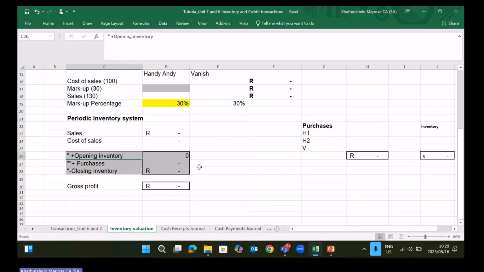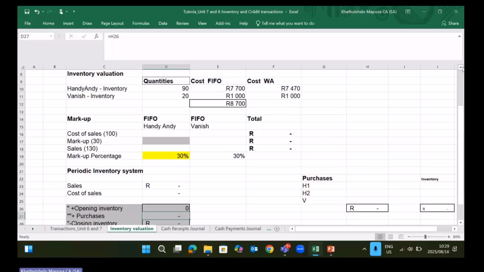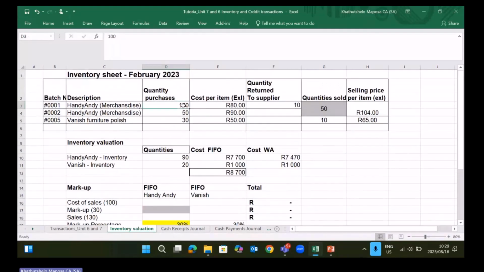So now let's quickly calculate the cost of sales. Opening inventory, in our example, was zero. There was nothing. The purchases, how much did we purchase? Let me scroll up a little bit. Remember, we purchased 100 handy Andes for 80 rands each, and we purchased the other 50 for 90 rands each, and we purchased 30 for 50 rands each. Who wants to tell us the value of our purchases? Please calculate quickly and tell us how much our purchases are. Don't forget to minus the 10 that we have returned.